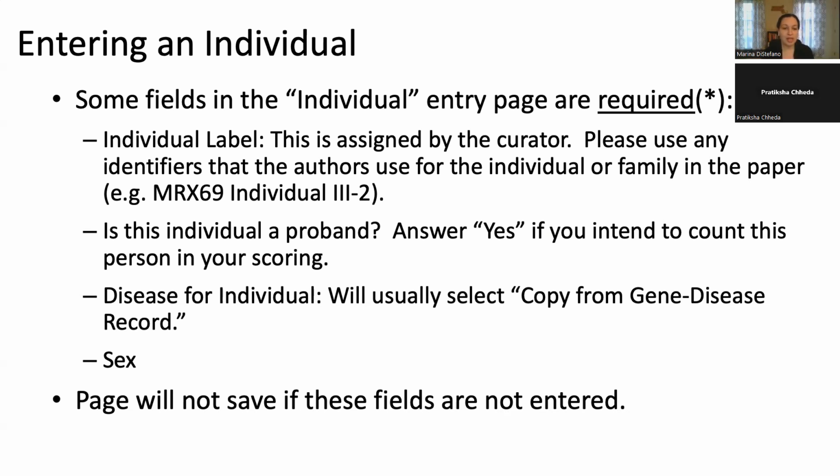And you can use any identifiers that the authors use for the family too, if you're including individuals with segregations and adding things in the free text. You have to answer the question, is the individual a proband? And you need to answer yes if you intend to count this person in your scoring. You need to include the disease for the individual, and you usually can select copy from the gene disease record for this. And then the sex is also required.